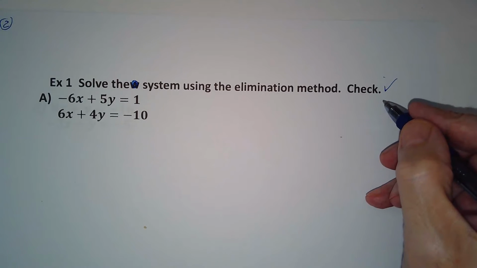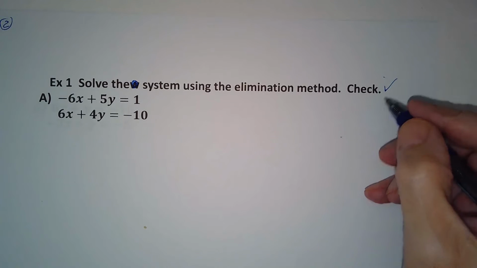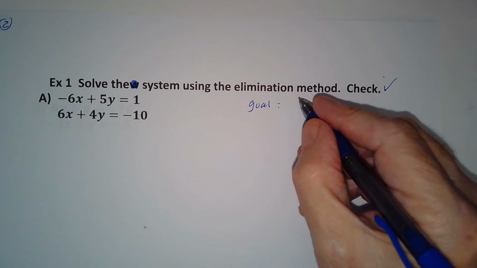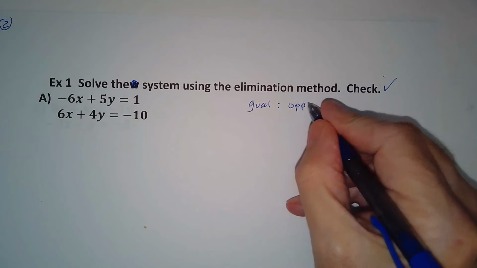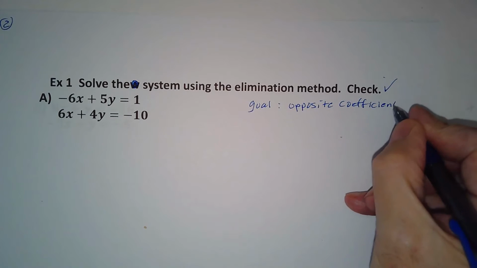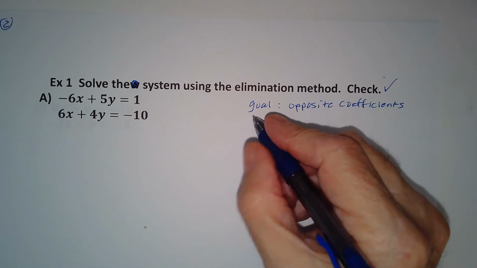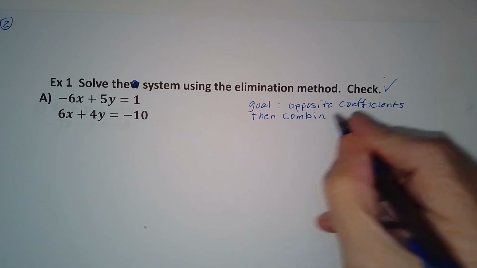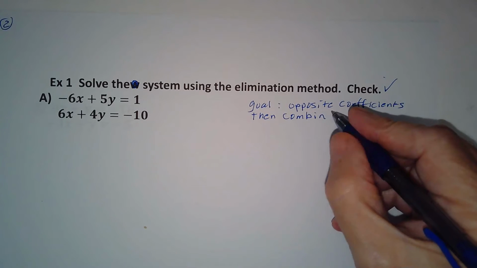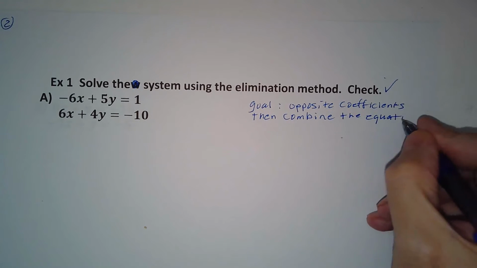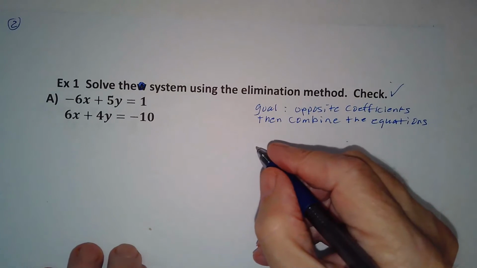It'd be kind of nice to end this quarter with a really good score on your test. If you check, you're going to be in good shape. Your goal is to have opposite coefficients. And remember, that's the number in front of the variable, and then you combine the equations. That causes an elimination of one of the variables. So we're going to do that over here to the left.